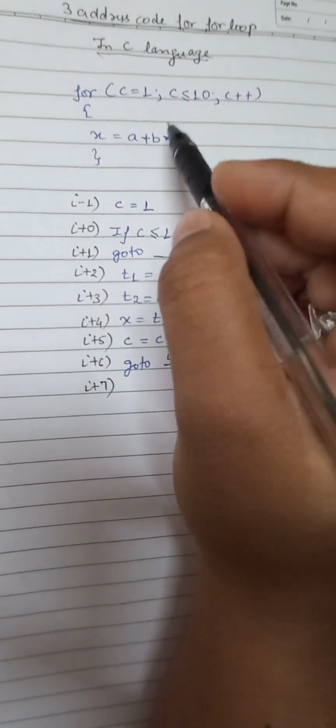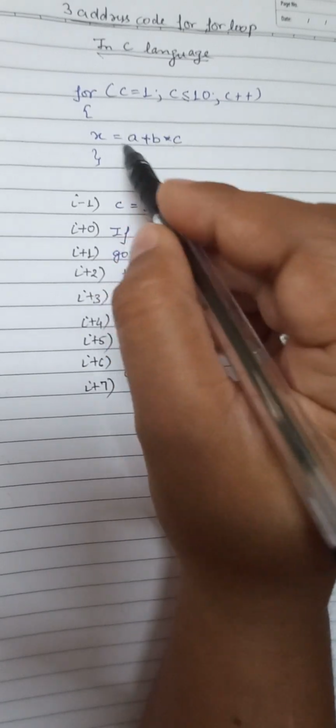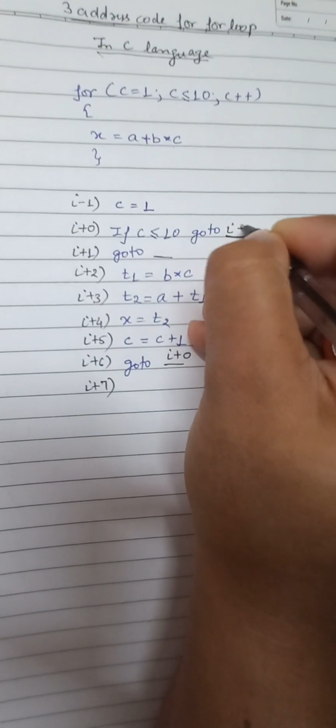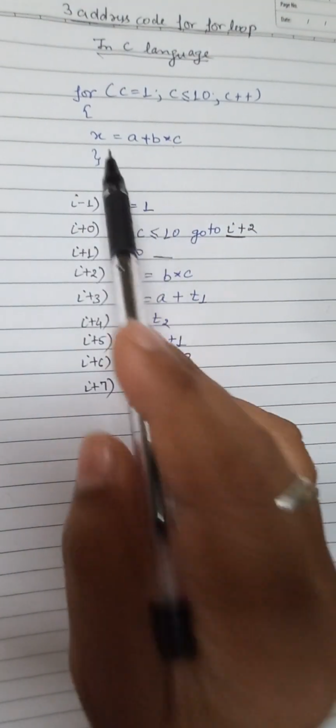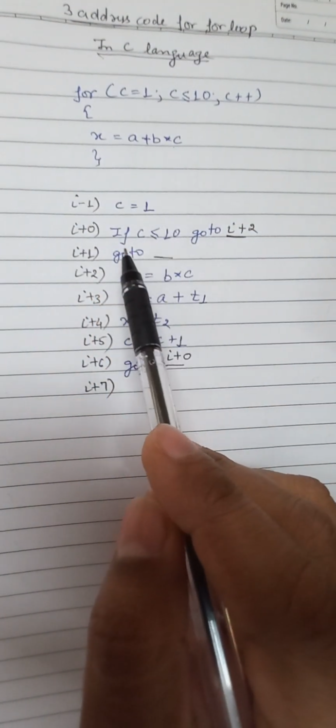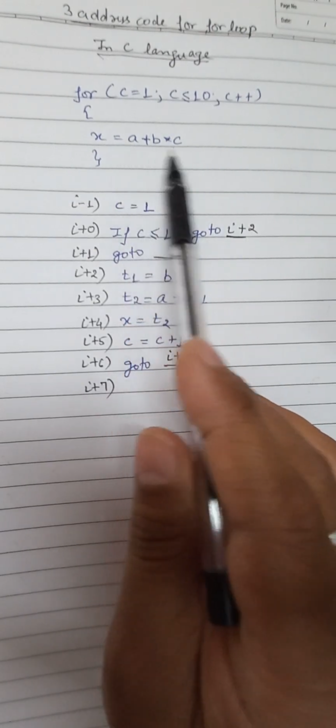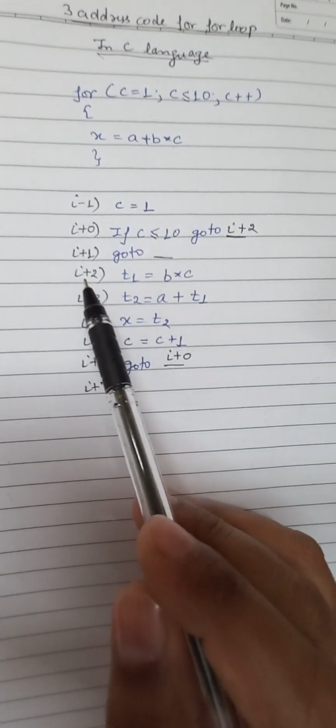I plus 2. Because in this loop, what are we supposed to calculate? We have to calculate this and it is starting from I plus 2. So what will we write here? We will write here I plus 2. So first the value C is equal to 1 we have assigned. Then we have written if C is less than or equal to 10, then go to where? Here, because we need to calculate this. So we are writing I plus 2.